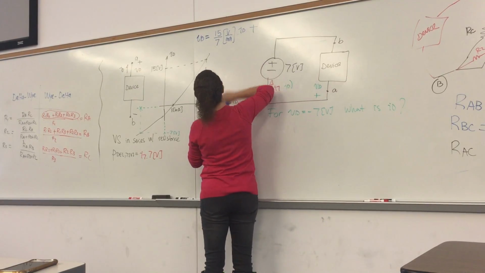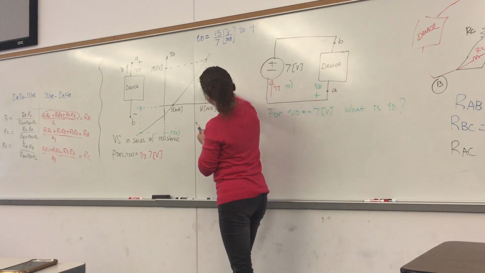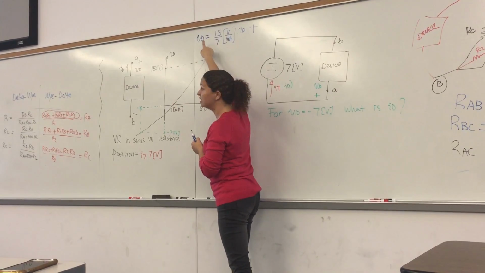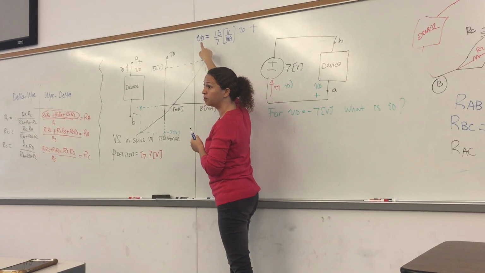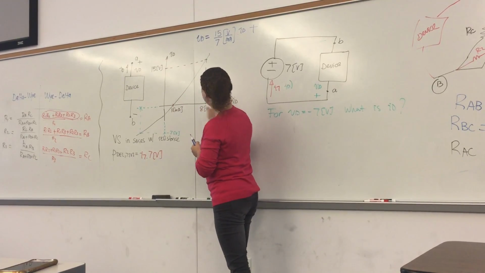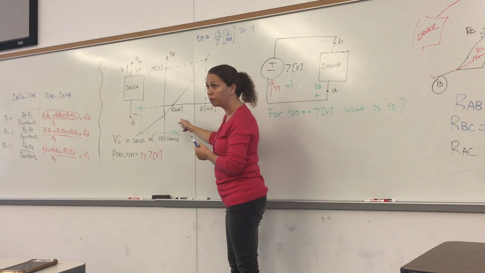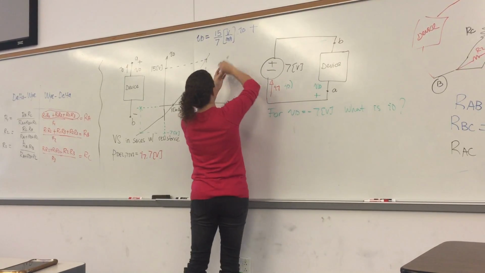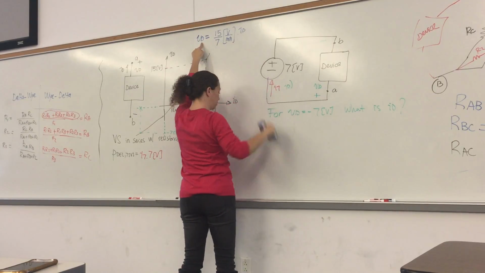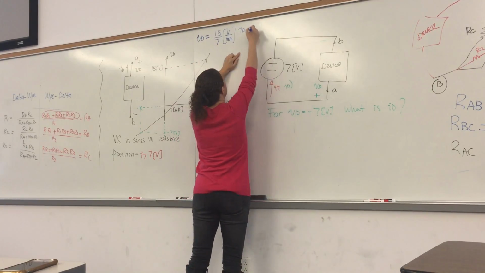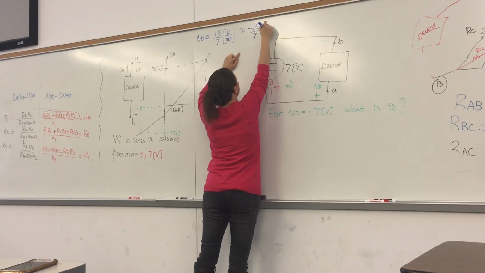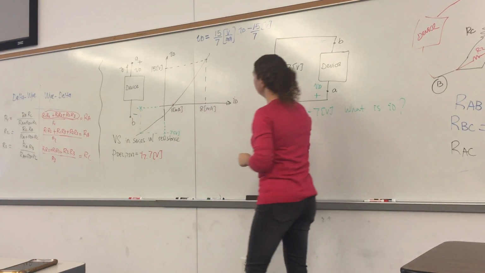Plus there's a constant. How do I find this constant? For ID equal to 1 milliamp, VD is 0. So if ID is 1 milliamp and VD is 0, what is that constant going to be equal to? Negative 15 over 7 volts, right?